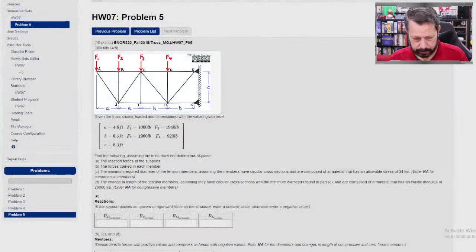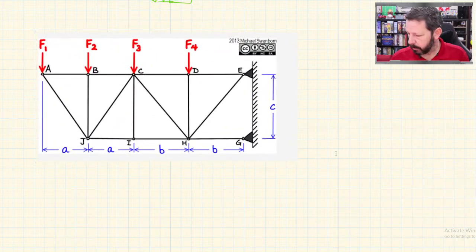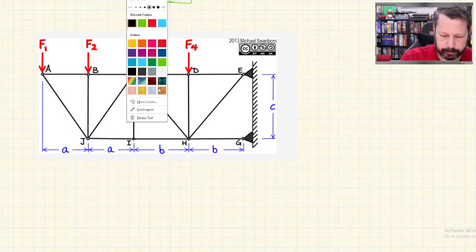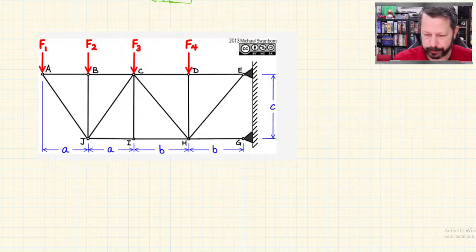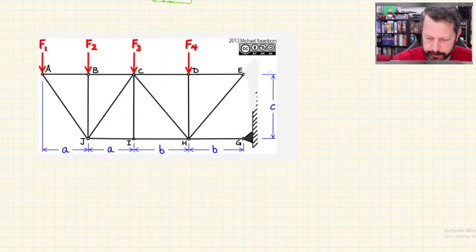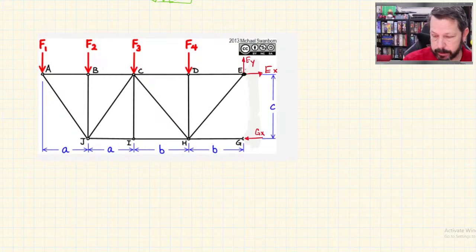Let's drop this guy over here. I don't have an eraser for this kind of thing, but we'll pretend we're erasing this. I don't know which way they go, but I could put EX here and EY here, and only GX here. There's no GY. So for the external reactions, I would do the summation of moments about E equals 0.